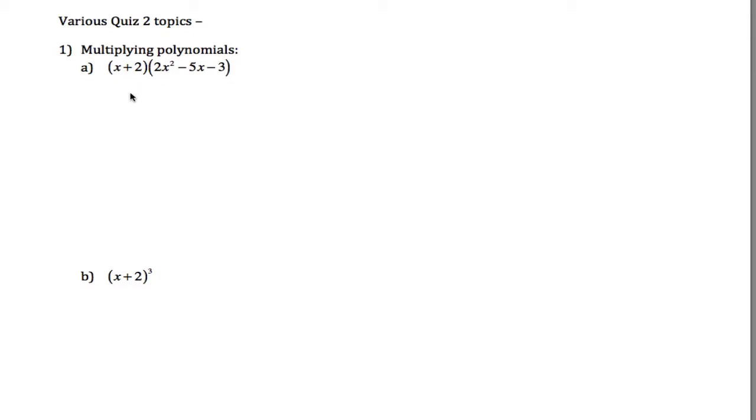So there's at least two different ways to do that. Some people just like to go, all right, x times 2x squared, and then x times negative 5x, and x times negative 3, and just make sure they hit everything. I find it's easy to miss things if you do it that way.